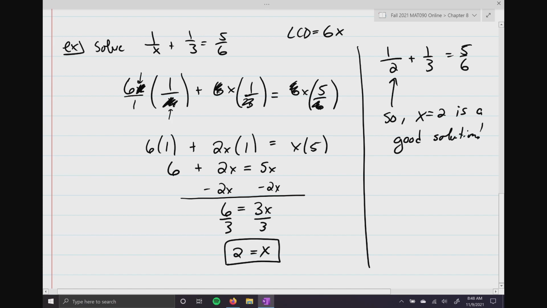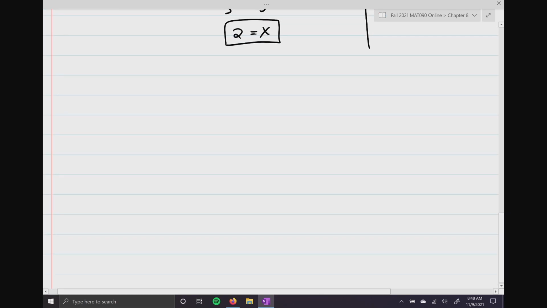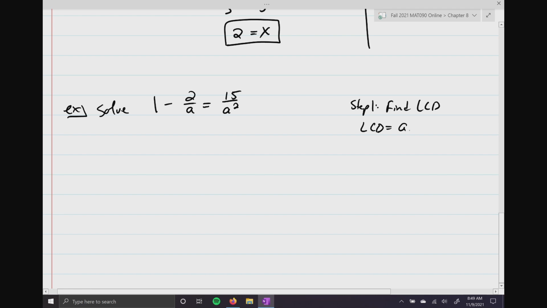So let's do another one here. So we're going to solve 1 minus 2 over a equals 15 over a to the second. Now, step 1, let's get that LCD. So my LCD in this situation is going to equal a times a, or a to the second. Okay? So I'm going to multiply everything by a to the second.